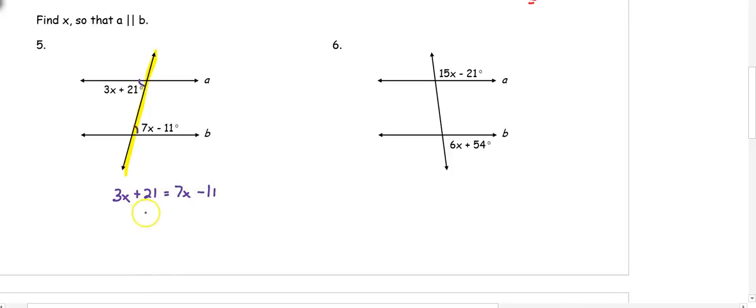So first I'm going to subtract 3x from both sides. And then I'm going to add 11 to both sides, so 32 equals 4x. Divide, and we get x equals 8.